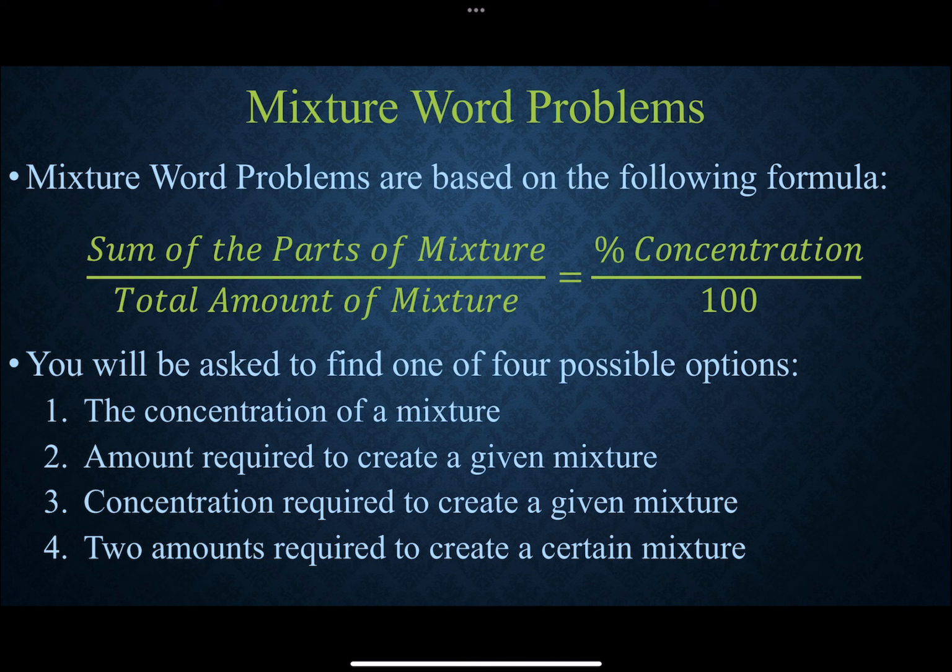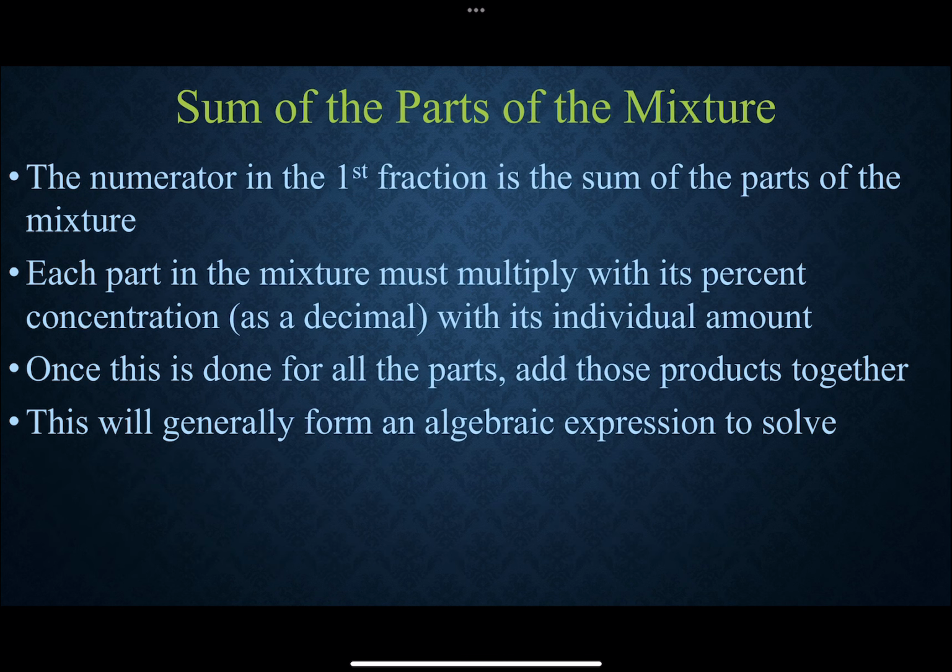The idea of the sum of the parts, this is going to be the individual percent concentration times its individual amount. They'll be all added together, whereas the total amount of the mixture is all the amounts of each thing added up for the total. And the percent concentration, if the mixture is 70%, it'd be 70 over 100. So make sure you're careful with the percents, write them as decimals when you're working through it, except for the overall percent concentration.